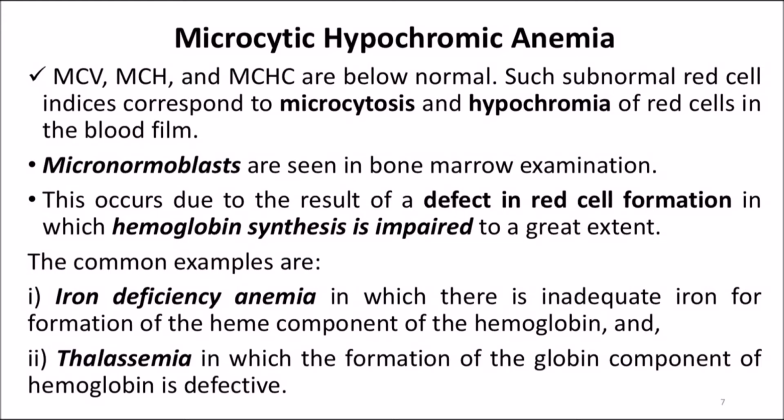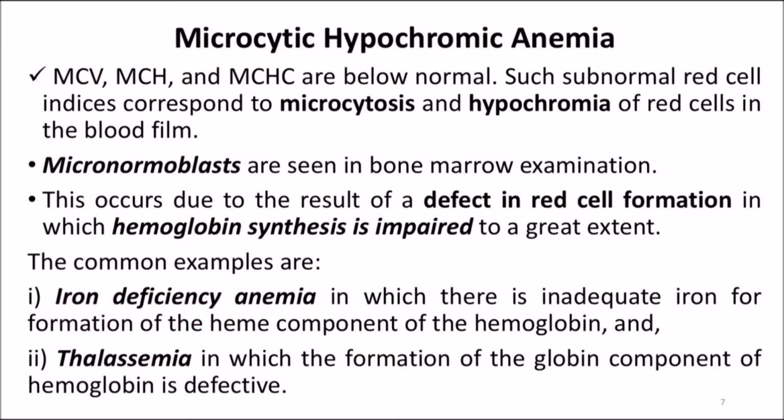The common examples for microcytic hypochromic anemia, which are usually asked in exams or during the practicals, can be asked like this: can you give an example for microcytic hypochromic anemia? So what is the answer for that? The common examples are iron deficiency anemia and thalassemia.